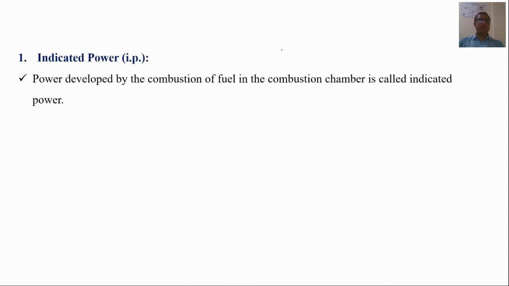So in definition form, first one is indicated power, which in short form is represented by IP.